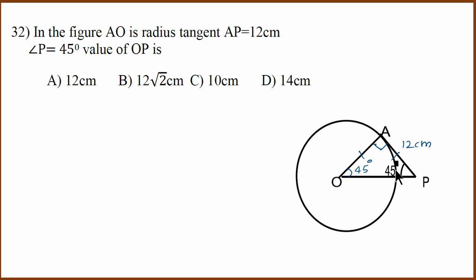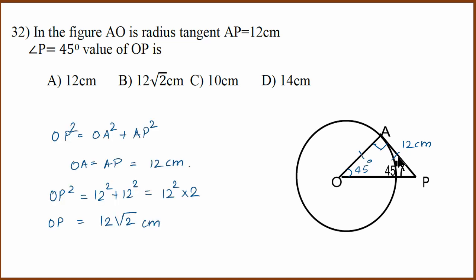So this has to be 45. If this is 45, then it becomes an isosceles right angle triangle. That means this side is the same as this side, which means this is also 12. So if this is 12, then applying the Pythagoras theorem, we get 12 root 2. So B is the answer.